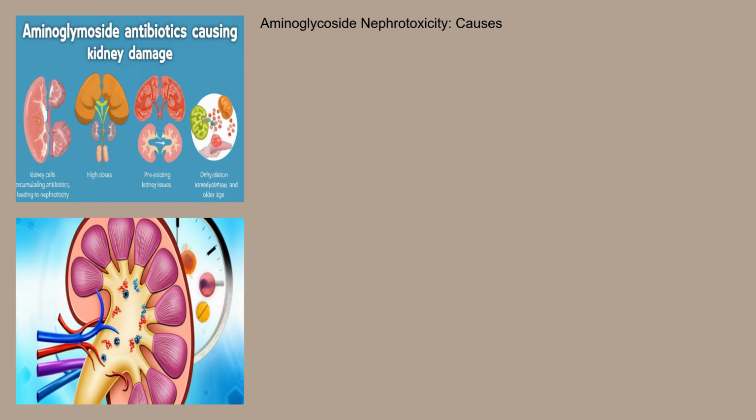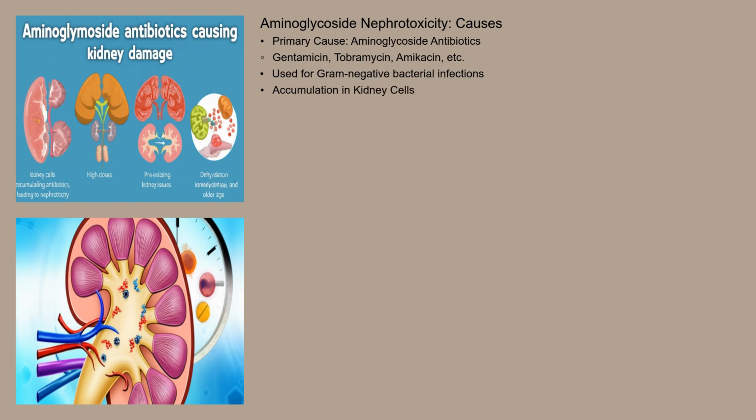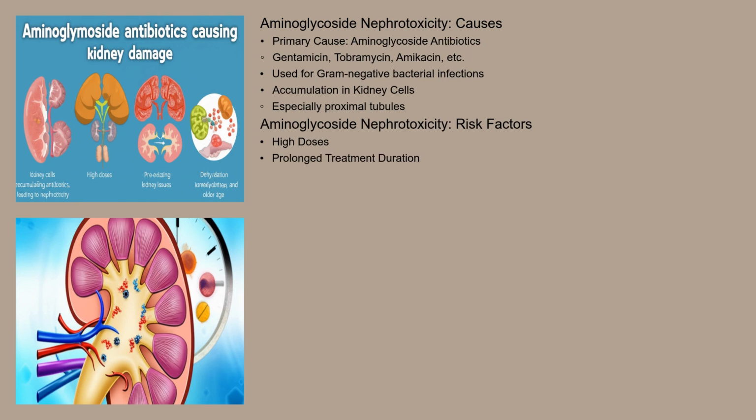So what exactly causes aminoglycoside nephrotoxicity? The prime suspect is, of course, aminoglycoside antibiotics themselves. These drugs, which include gentamicin, tobramycin, amikacin, and others, are frequently prescribed to combat serious gram-negative bacterial infections. However, their chemical structure allows them to accumulate within the kidney cells, especially in the proximal tubules. Certain factors can increase the risk, including high doses of the medication, prolonged treatment duration, pre-existing kidney problems, dehydration, advanced age, and concurrent use of other nephrotoxic drugs like NSAIDs or diuretics.